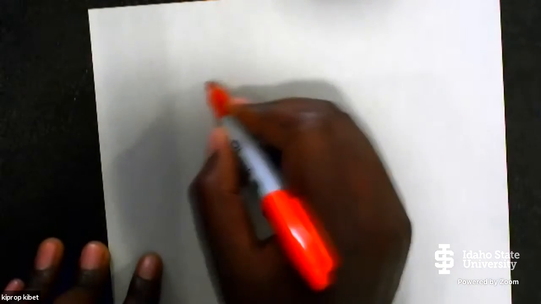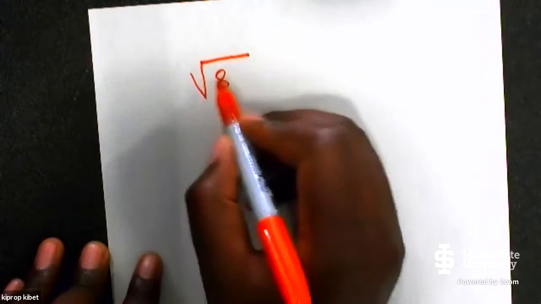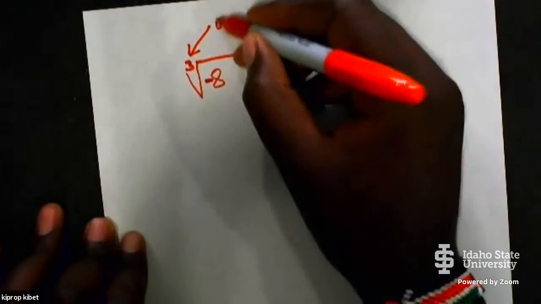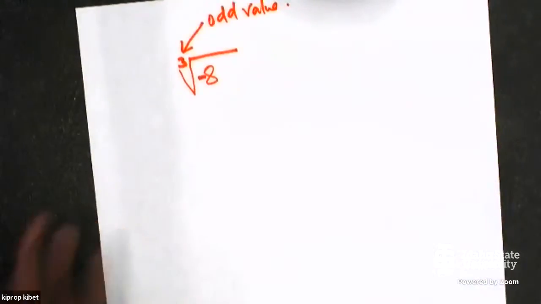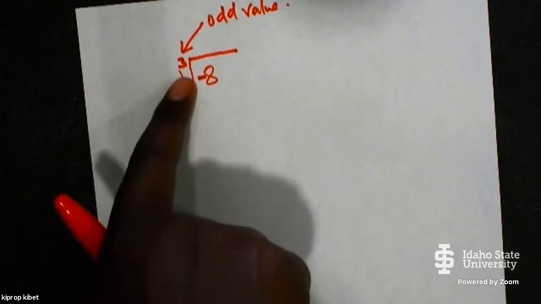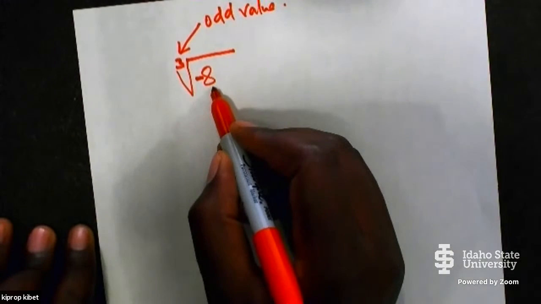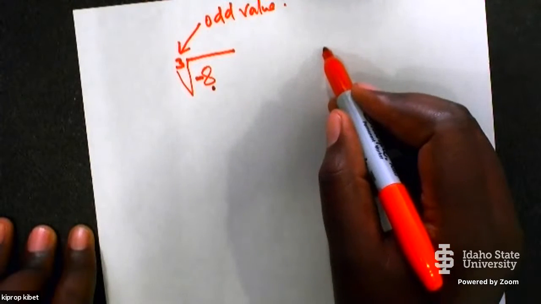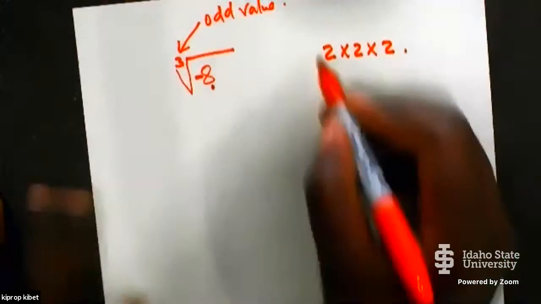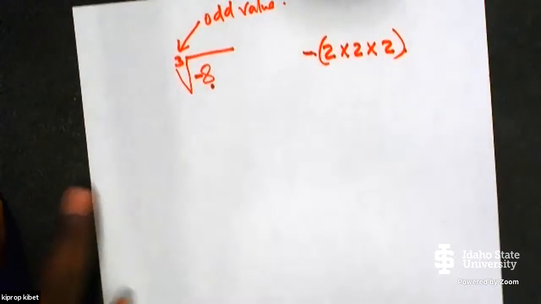But now, if you're given here, let's say 8 there, and then minus 8 here, and then we have the 3 there. So if this one is odd, so if the root there is odd, then what are the factors of 8? The factors of 8 are what? 2 times 2 times what? 2, right? And all of them are what? Negative, right? Okay.